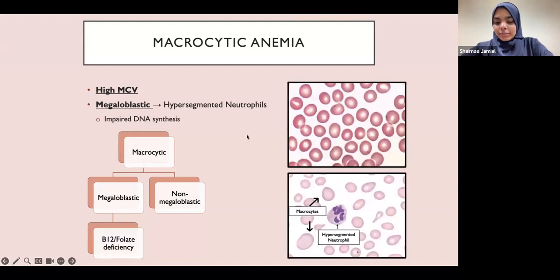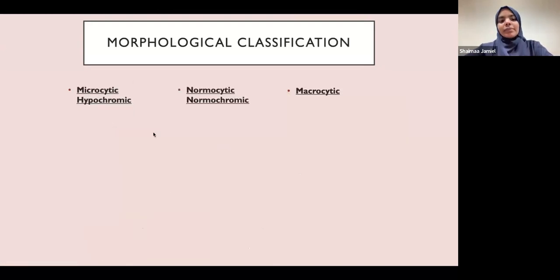As you can see here, this is a hypersegmented neutrophil, okay? And if you see these cells, they're so large in comparison to the other normal red blood cells, right? So yeah, this is a normal peripheral smear, and this is a megaloblastic anemia kind of image, okay? So now, in microcytic hypochromic, what's the MCV and MCH?